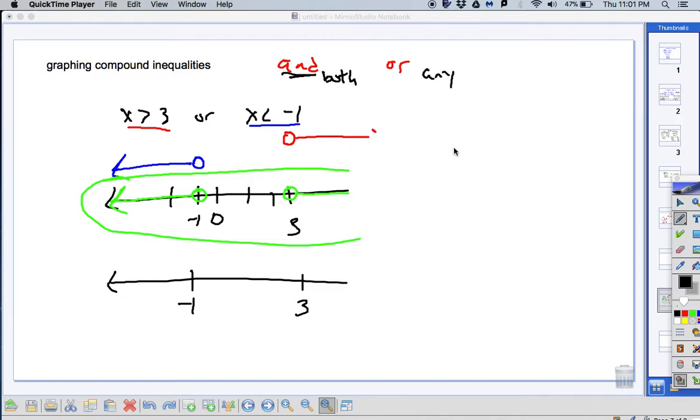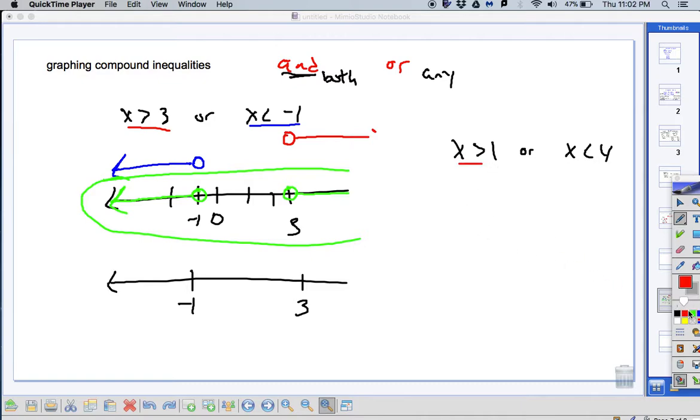How about x is greater than 1, and we'll also use x is less than 4. Okay? Again, we're going to do both and or. So let's go ahead and do or first, just like we did before. So we're going to graph our original two. I'll do the first one in red again.